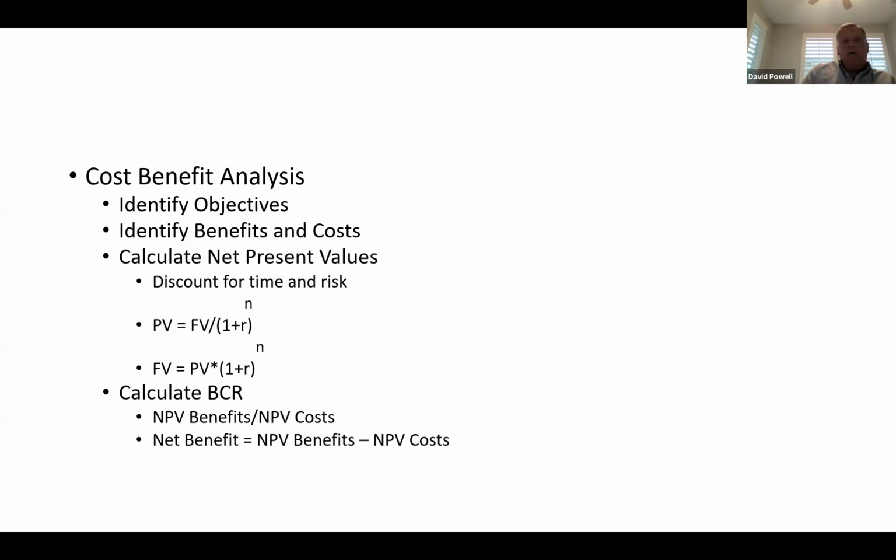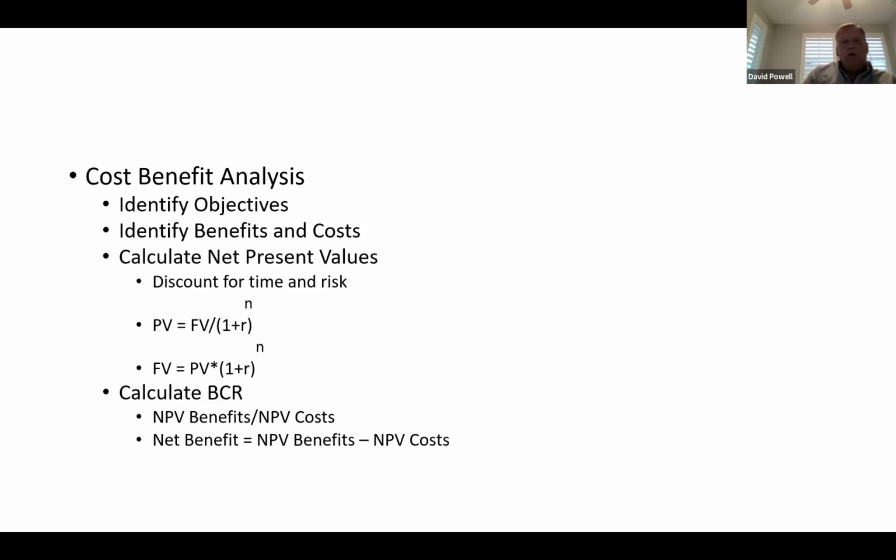We use cost-benefit analysis very frequently when we are deciding, for instance, between different capital projects. So if we have to decide between constructing a recreation center or constructing a senior center, we will put together a cost-benefit analysis, analyzing the costs and the benefits of each of those courses of action to decide which course of action has the most benefits compared to the least costs. In your basic cost-benefit analysis, you identify your objectives, what you're trying to achieve with this senior center and with this recreation center. You identify your potential benefits and costs of both of those courses of action.